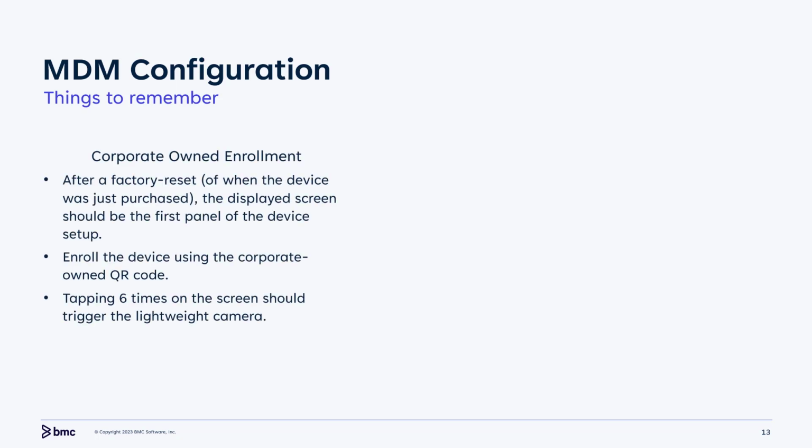After a factory reset or when a device is purchased new, the initial setup screen should be displayed. Enroll the device by scanning the corporate-owned QR code. Trigger the lightweight camera by tapping the screen 6 times. You can use the corporate-owned QR code for successful enrollment of a mobile device.